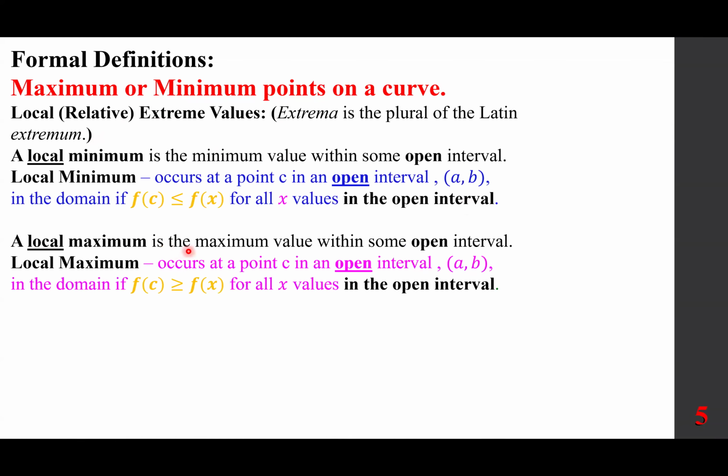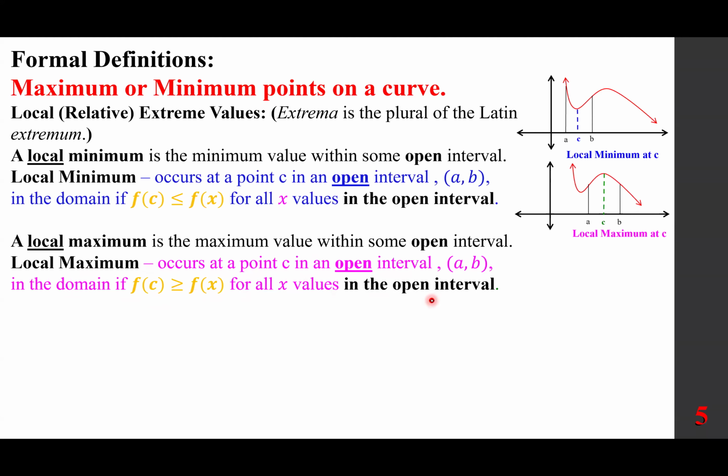A local maximum is the maximum value within some open interval. A local maximum occurs at the point c in an open interval a to b in the domain if f of c is larger than or equal to f of x. Compare the two, for all x values in the open interval. So in some open interval, this is a local minimum, this is a local maximum, local minimum, local maximum. In other words, peaks are considered local max, valleys are considered local min.